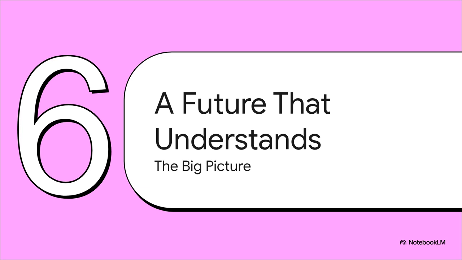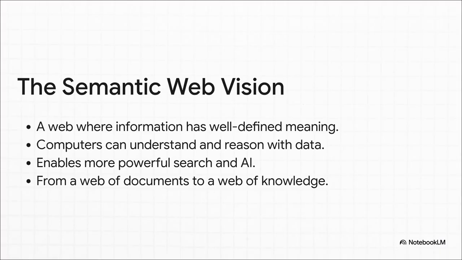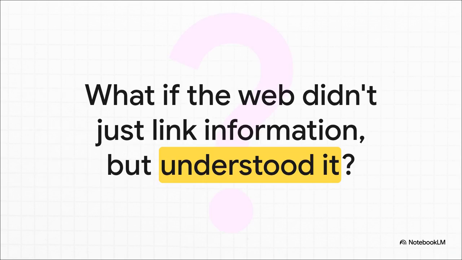All right, so let's pull back and look at the big picture here. What is all of this building towards? Well, OWL2 is a foundational piece of this grand vision called the Semantic Web. The goal is to transform the web from just a bunch of documents for people to read into a true web of knowledge, a web where information has clear, defined meaning so computers can actually understand it and reason with it. We're talking about way more powerful search, smarter AI, moving from a web of documents to a web of knowledge.